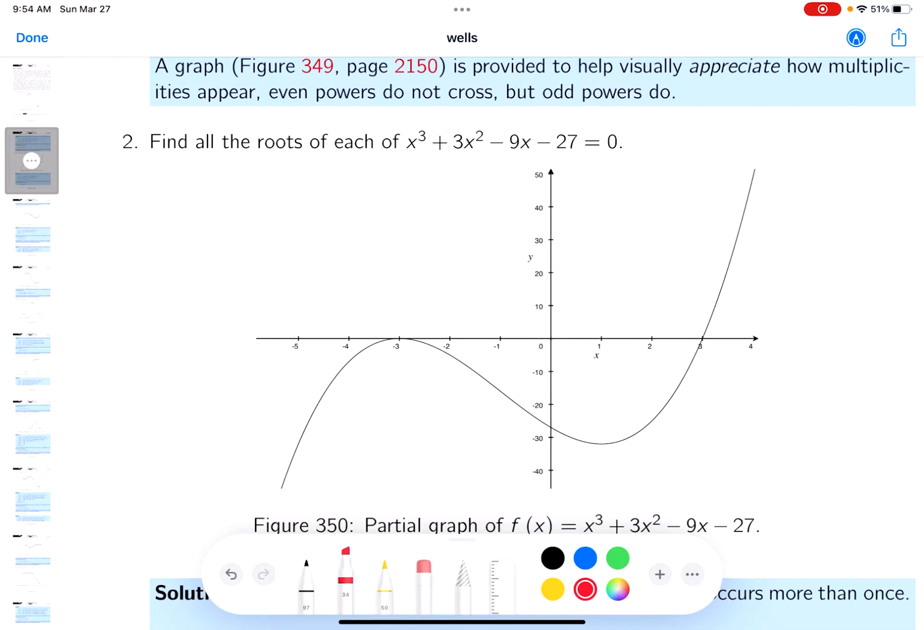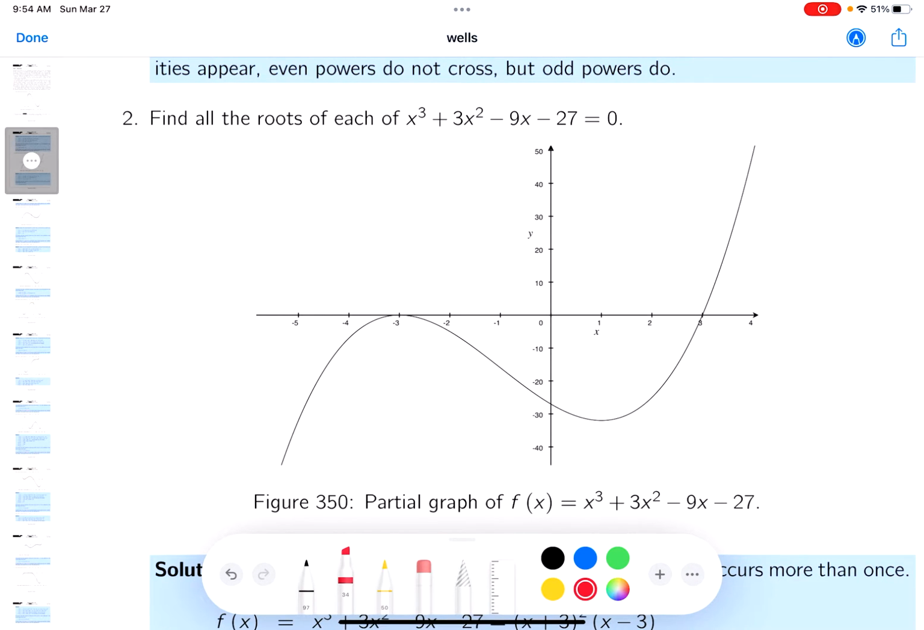Okay, so this is problem number 2, and we're given the function. Just looking at the graph they give me, what am I expecting to see? I'm expecting to see a root here. And in appearance, I'm expecting to see a root here. It appears to be a repeated root. Now, it could be deceptive, but it appears to be a repeated root there. We'll go through the work, though.